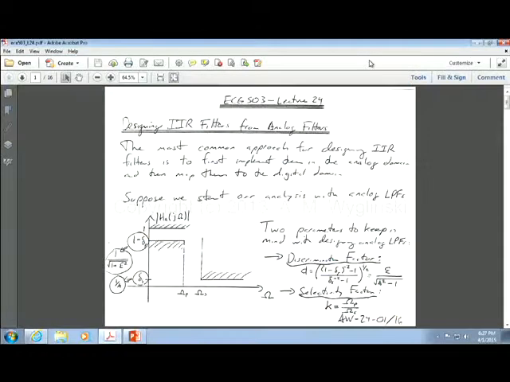So this is lecture 24 of ECE503. In today's lecture, what we're going to be looking at is essentially how do we design IIR filters, and more importantly, because we're dealing with analog sources of information, but then we convert them through analog to digital conversion into the digital domain, and we're probably going to play with digital filters, right? How do we design digital filters that have the same desired effects as an analog filter?